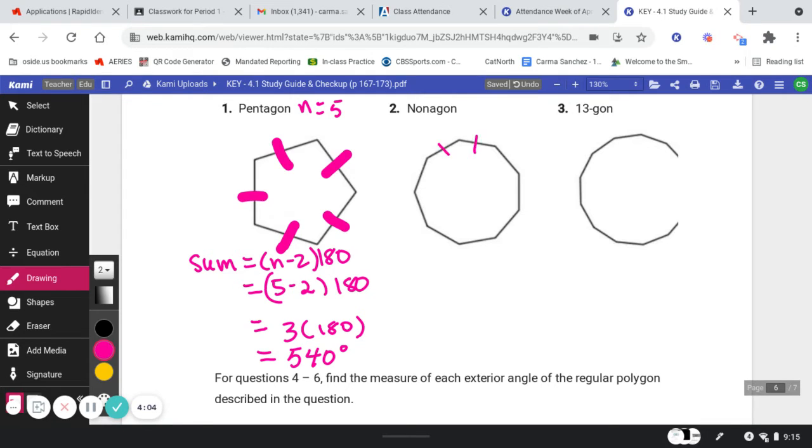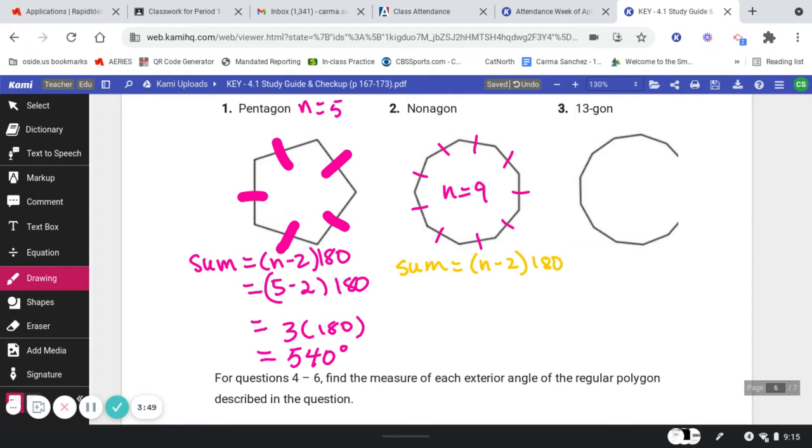A nonagon has 1, 2, 3, 4, 5, 6, 7, 8, 9 sides, in case you didn't know. So this time we're going to do the sum is equal to 180 times n minus 2, and our n happens to be 9. Take a second to calculate that on your calculator. I'm grabbing mine. 180 times 7. I'm getting 1260. How'd you do?